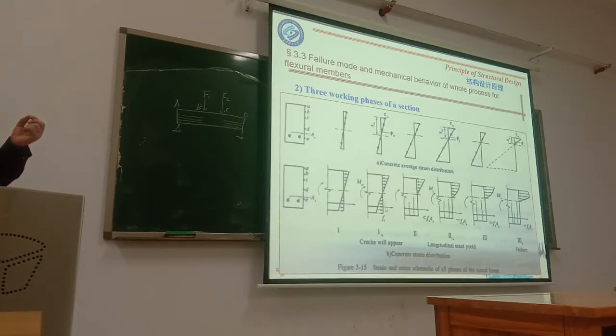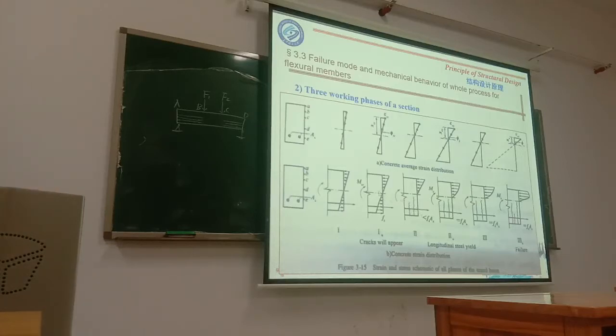at the end of the first phase, the upper part of the section is in compression. Yeah. The lower part is in tension. So not only the steel bar, but also the concrete bears the tensile force. Once the crack appears, the tensile force borne by the concrete is transferred to the steel. So the lower part of the section no longer bears the tensile force of the concrete. All the tensile force is borne by the steel, or the reinforcement. That means the stress of the reinforcement increased greatly.